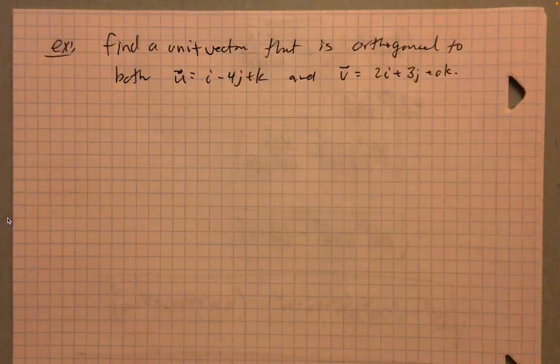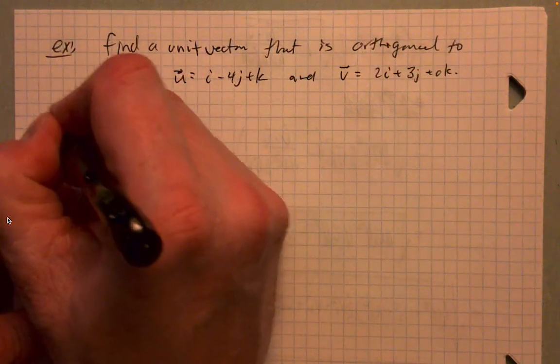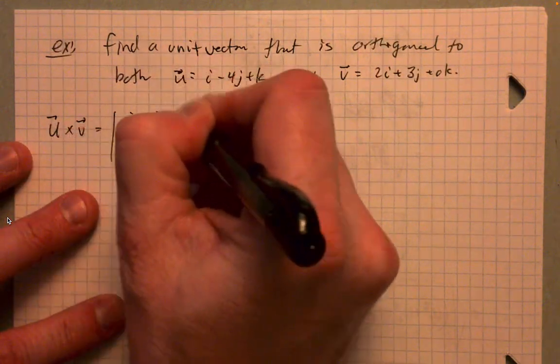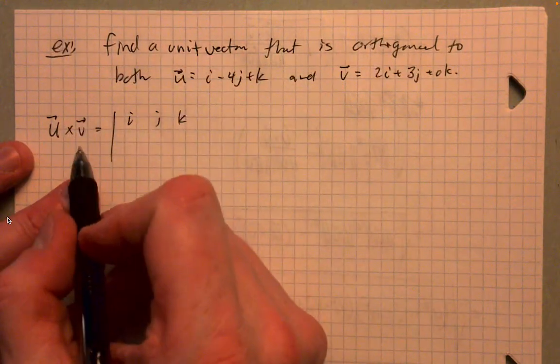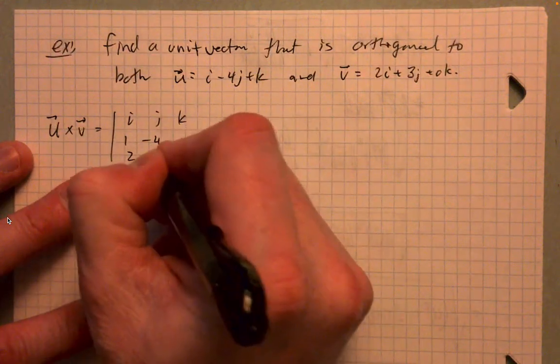Okay, so we want to find a unit vector that's orthogonal. So this is kind of a two-step. But first, we can find the orthogonal vector just by using the cross product. So you can do u cross v or v cross u. We'll just do u cross v. That'll be 1, negative 4, 1, and 2, 3, 0.